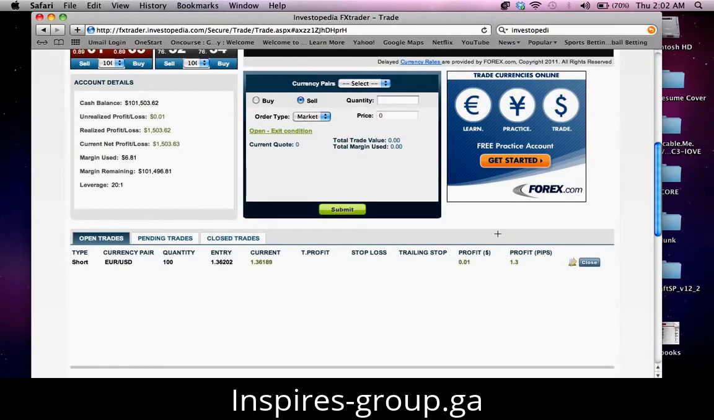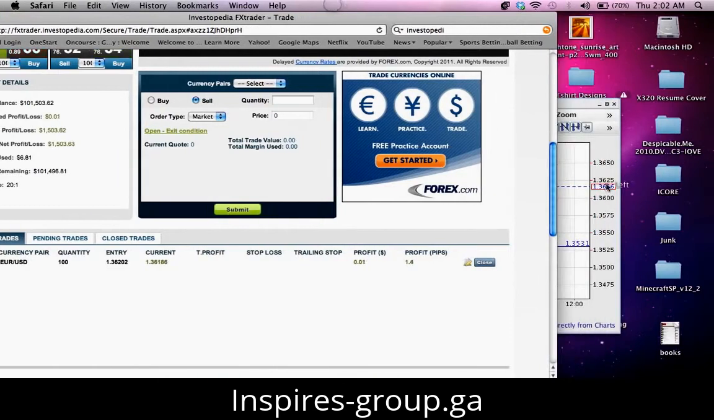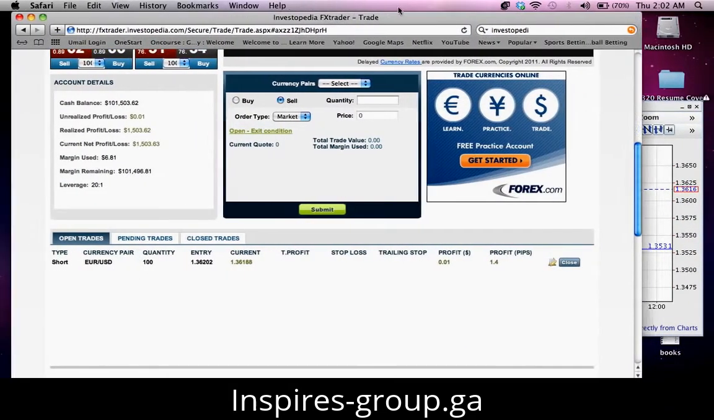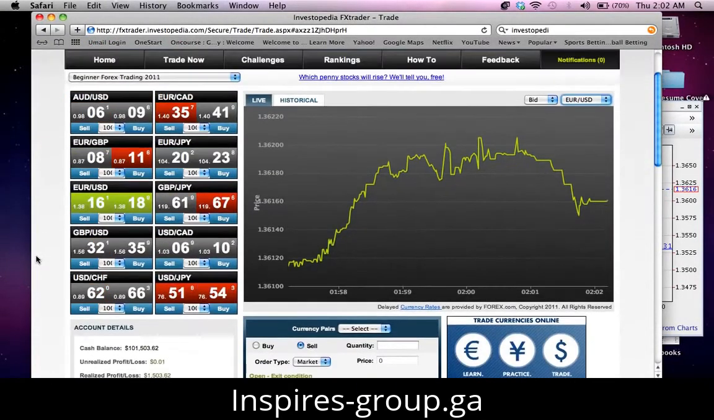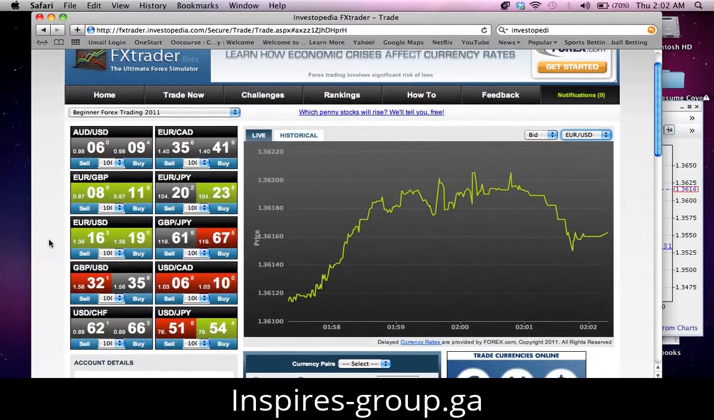Obviously, from the point when I did that to now, it's only gone down about 1.6 pips. So I haven't really made too much of a profit yet, but hopefully if the trend continues, you could make a profit on that. So let's go up here again and talk a little more about the currency pairs over here and what this all means.